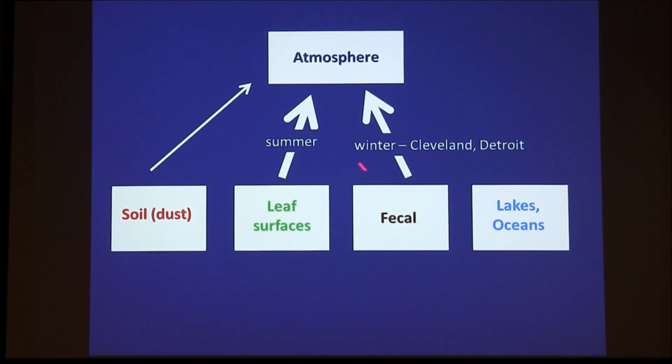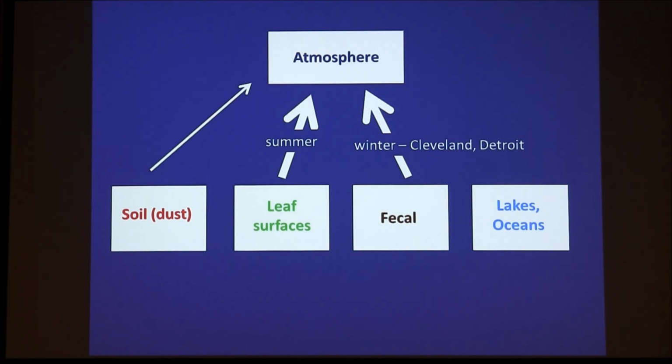And in the wintertime, of course, we largely lose leaf surfaces as a source of bacteria. Instead, at some of the sites, particularly Cleveland and Detroit, we start seeing a large fecal signature. And a lot of it appears to be coming from dogs, as best we can figure out based on the data. So a few caveats. One is we don't know any health effects of this, and that's actually a very difficult thing to determine. Does it matter whether you're breathing in dog fecal bacteria or leaf surface associated bacteria? It's very difficult to determine that.